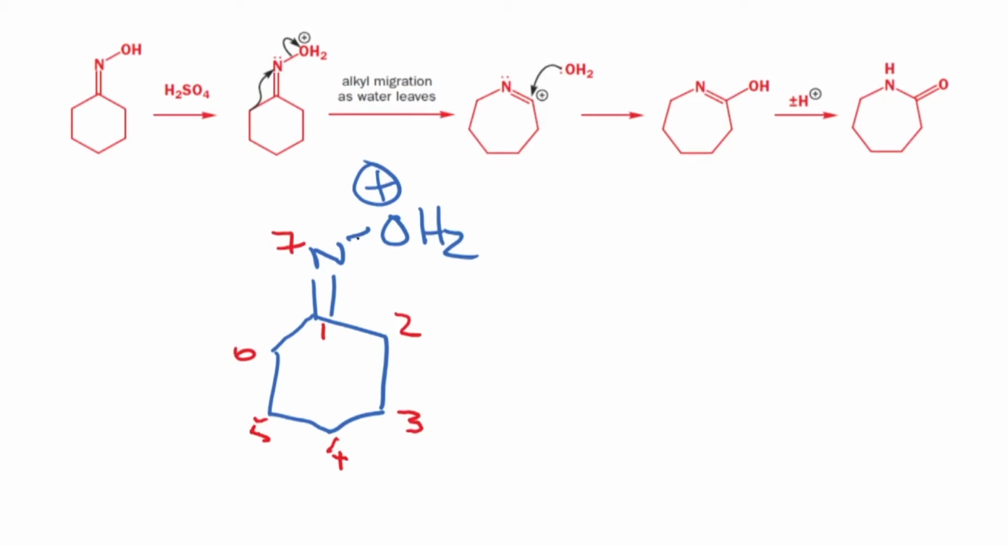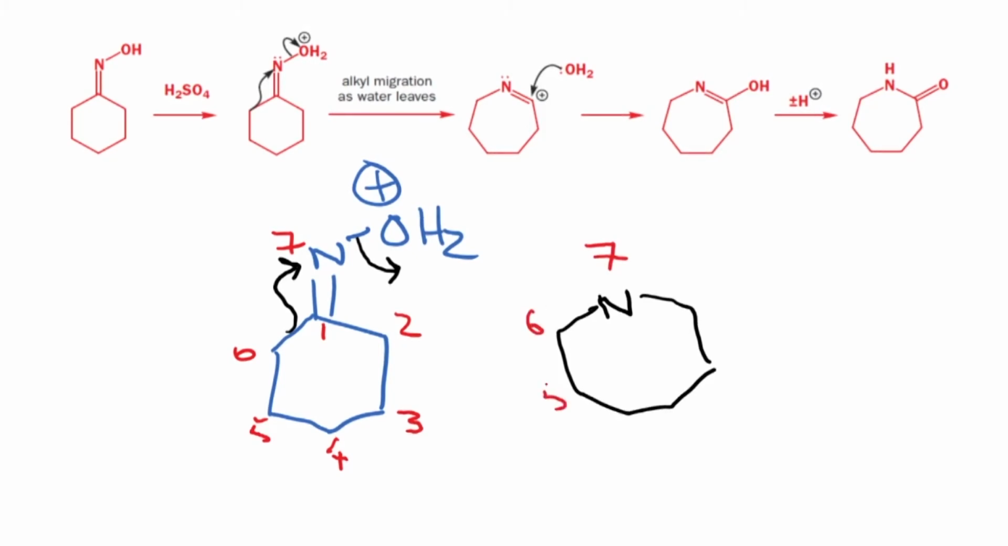And so what has been suggested is that this is going to leave, and that is going to be accompanied by the carbon 1,6 bond breaking and moving towards the nitrogen. So now I'm going to draw out this 7-membered ring. Let me just continue the numbering the way we have drawn it. So nitrogen is 7, and there's a new bond between carbon 6 and carbon 7. Then 5, 4, 3, 2, 1. And this bond between carbon 1 and nitrogen still remains.